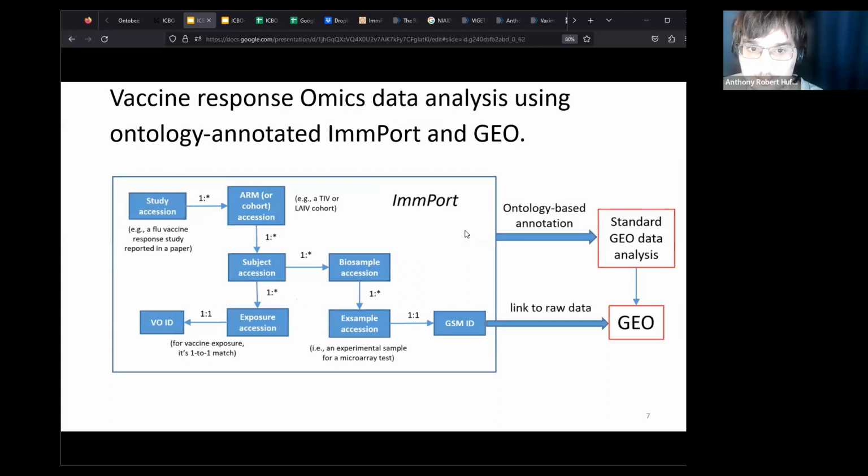So once we downloaded the ImmPort database and took a look at the actual annotations, we came up with a schema after some trial and error, where we could take a look at a specific study and then find all the different accession IDs that are stored within it.